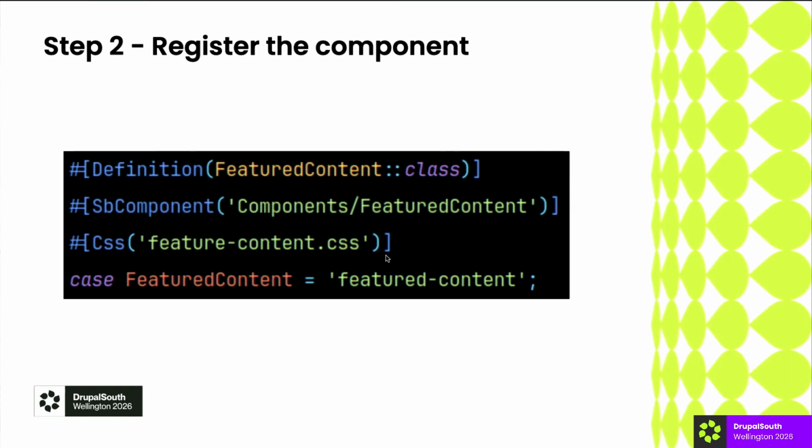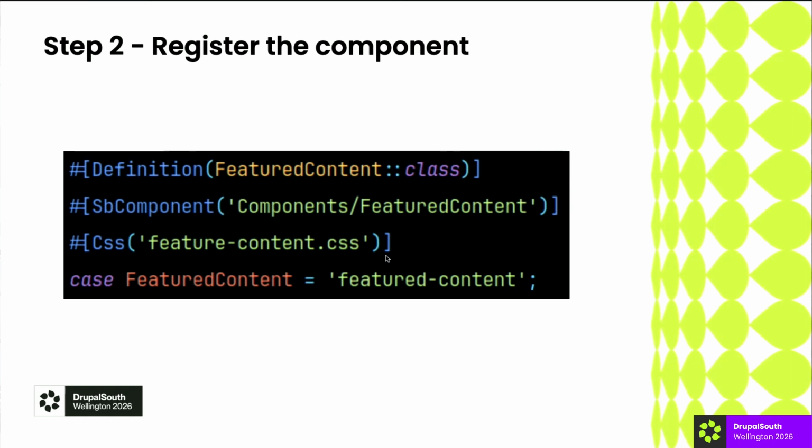Then we've got a custom attribute, so you can do custom logic in your Pinto discovery. In this example, we've got an SB component attribute, and that tells Pinto where the twig template is in relation to our storybook setup. So we had this directory structure of components, and then you can attach things like CSS and JavaScript via attributes as well.